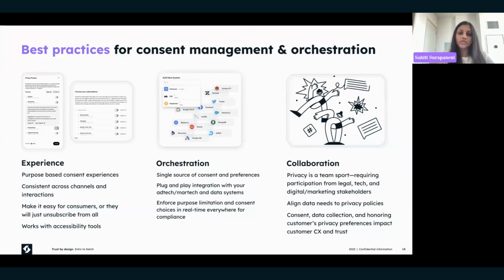Leverage Ketch as your single source of truth for consent and preference choices, but also leverage the pre-built API connections that Ketch has built to ensure these signals are not only being stored within the Ketch platform, but also being sent downstream to the appropriate ad tech, martech, and data systems that your organization might be leveraging.